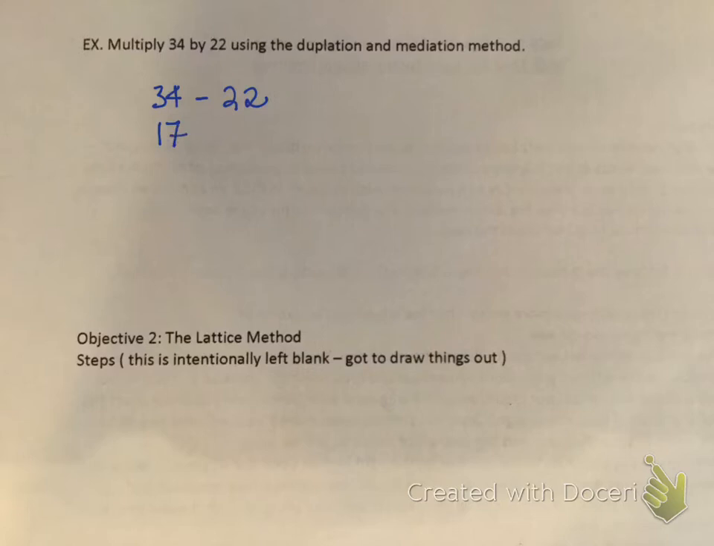17 divided by 2 is 8.5, so I leave the 0.5 off. 8 divided by 2 is 4, 4 divided by 2 is 2, and 2 divided by 2 is 1. Okay, so once again, we're going to make some rows here.